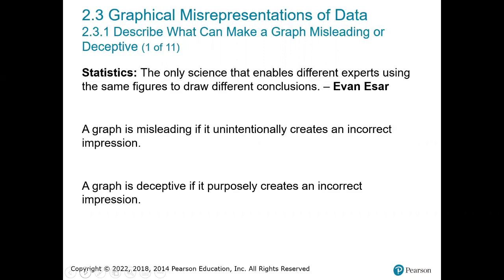So this is a famous phrase: "Statistics, the only science that enables different experts using the same figures to draw different conclusions," by Evan Esar. So what happens is people can make graphs misleading. And they're misleading if they unintentionally or sometimes intentionally create an incorrect impression. So it's misleading if it's unintentional.